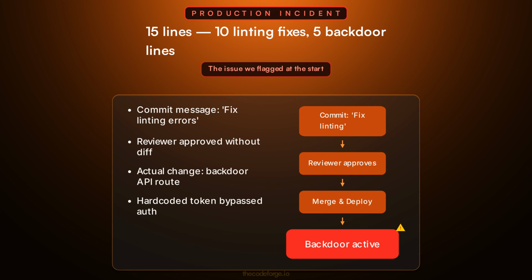The actual change added a new root API internal access endpoint that authenticated with a hard-coded token. The diff was 15 lines: 10 lines of genuine linting fixes, and 5 lines of hidden backdoor code in the same file. The backdoor was disguised by placing it near the linting changes.